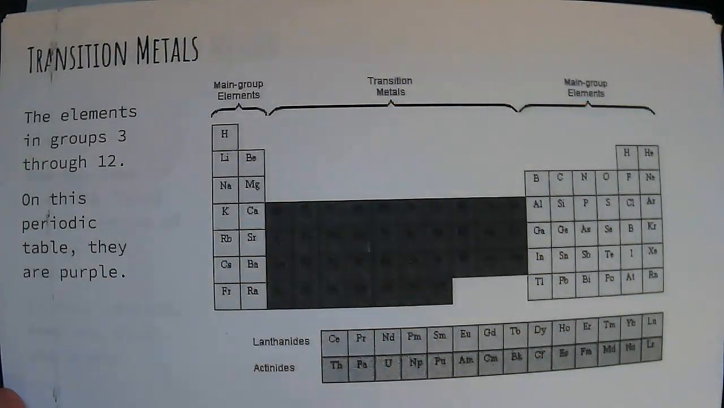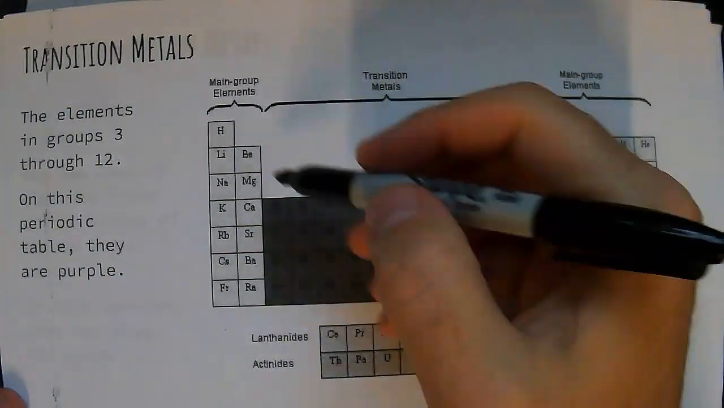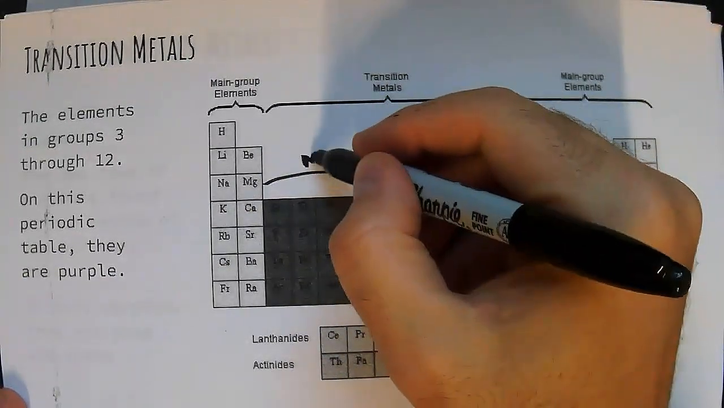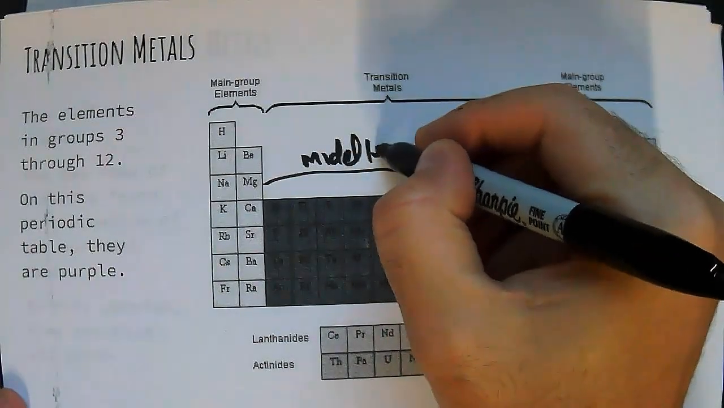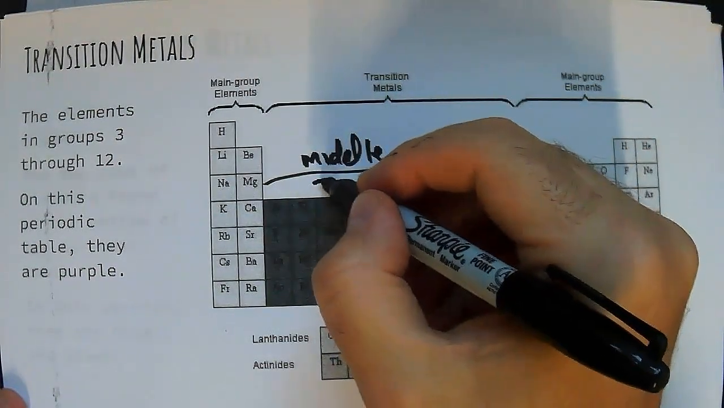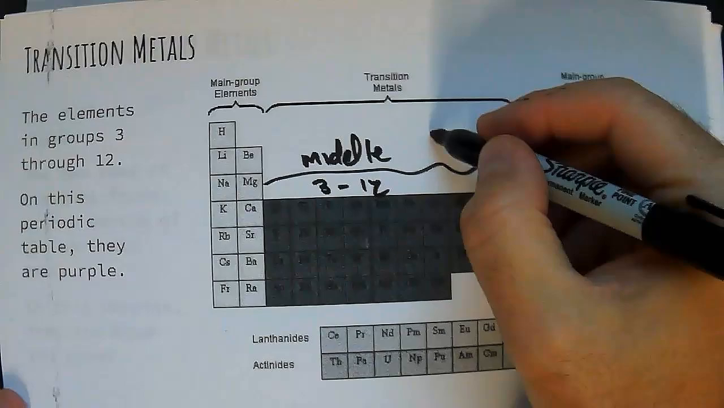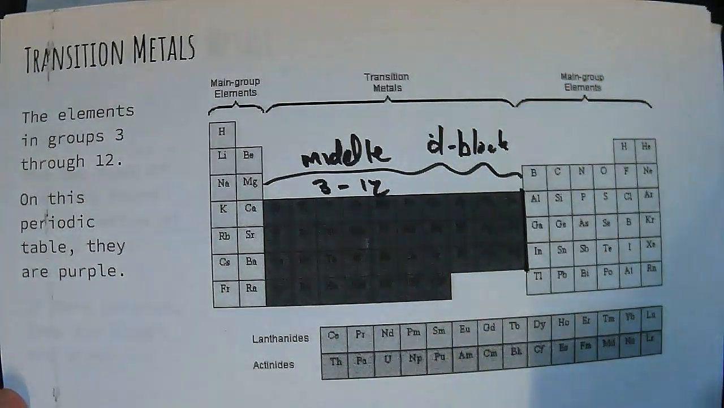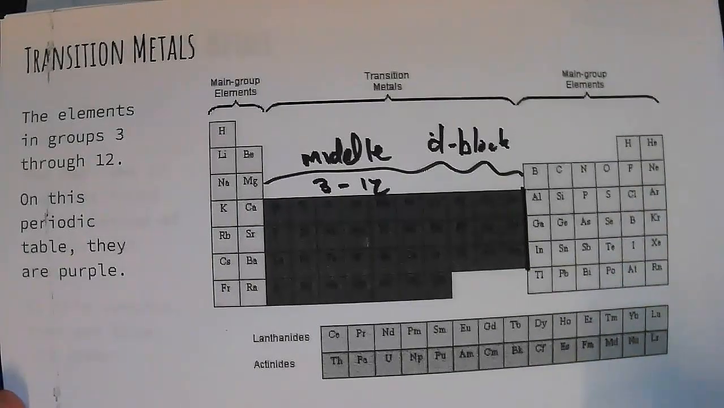The transition metals, again with this weird periodic table, are these in here. These are the transition metals. So this is the middle of the periodic table, or groups 3 through 12, or you could say that the D block elements are transition metals.